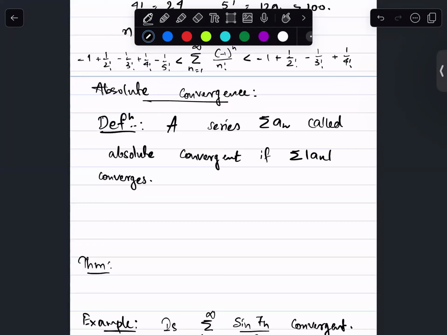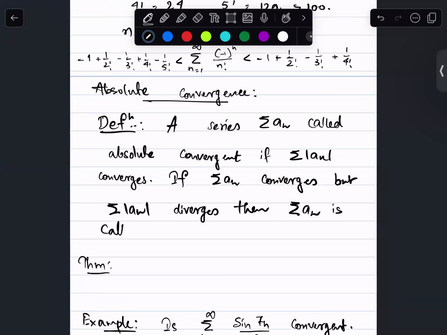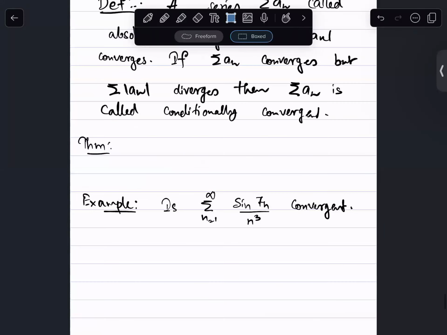So given a series, if I consider only the magnitude or the absolute values of the terms and construct a new series out of it, and the new series converges, then we call the original series an absolutely convergent. On the contrary, if summation an converges, but when I take the absolute value, that series diverges, then summation an is called conditionally convergent.